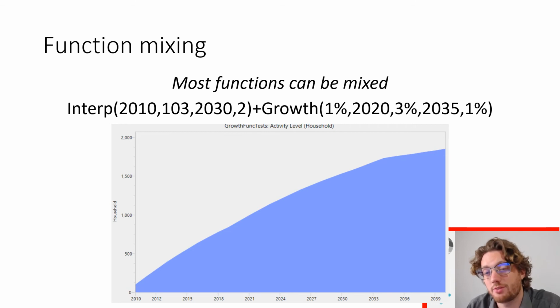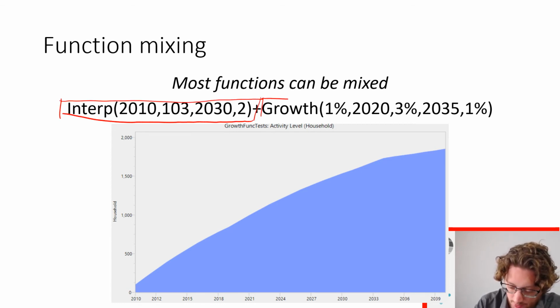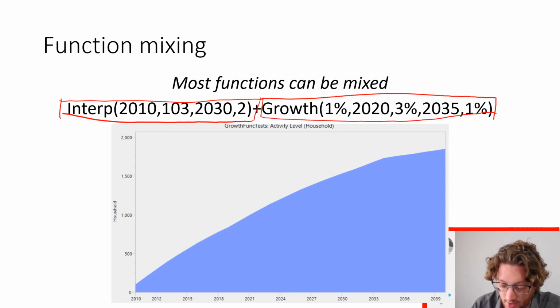Now, most functions can be mixed. So here in this case, I set up a function in Solari that I call growth func test. And here you can see I have an Interp function in one end, and then I add on a growth function on the other end. And that just means I start from somewhere, and then I increase both the number and the growth.